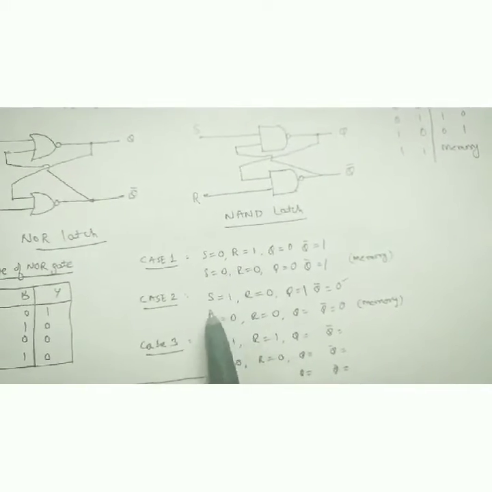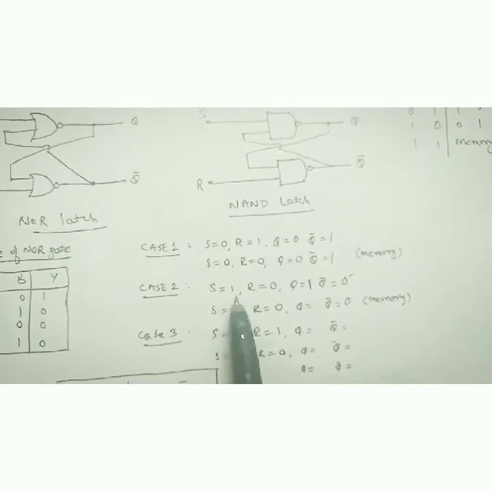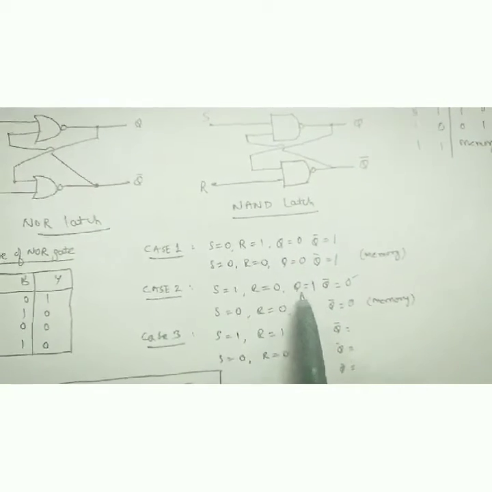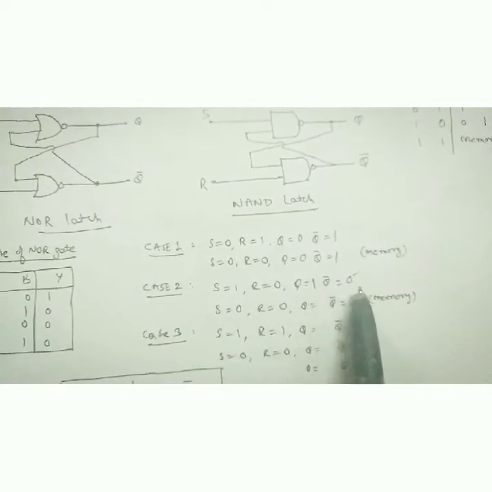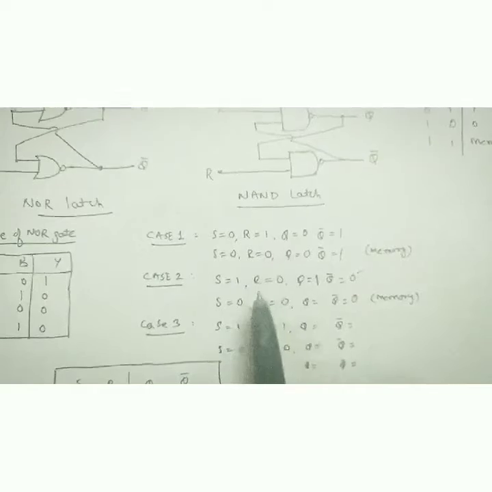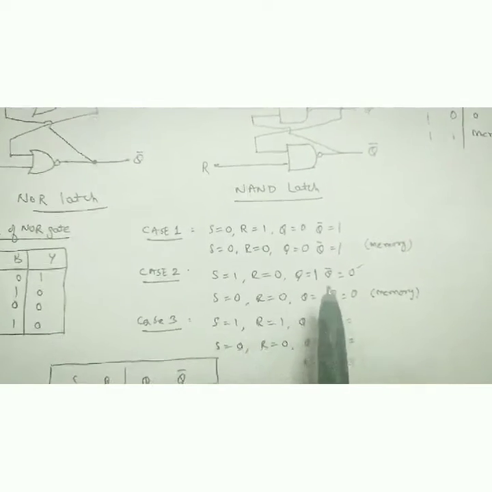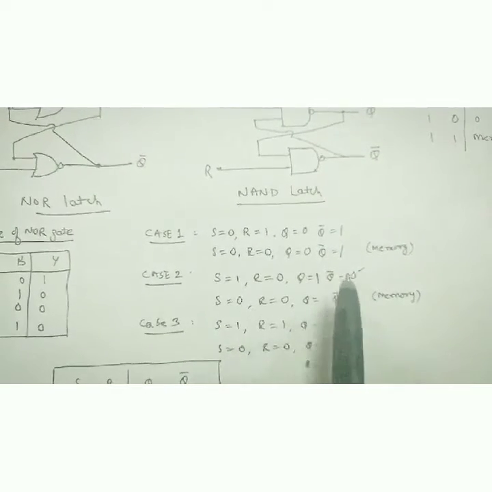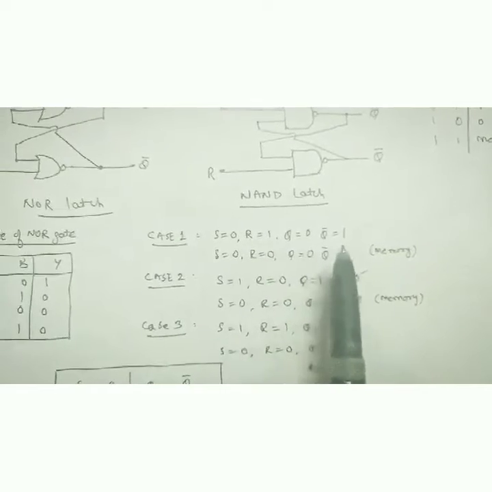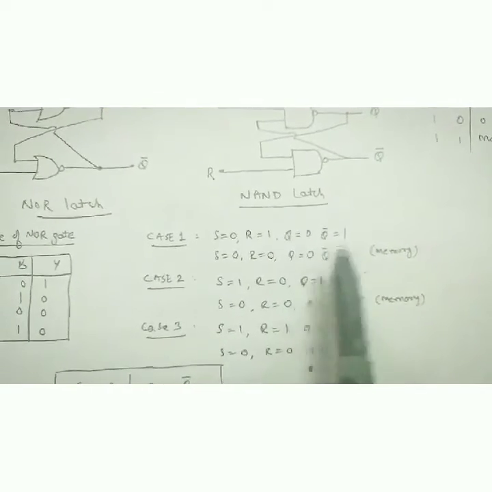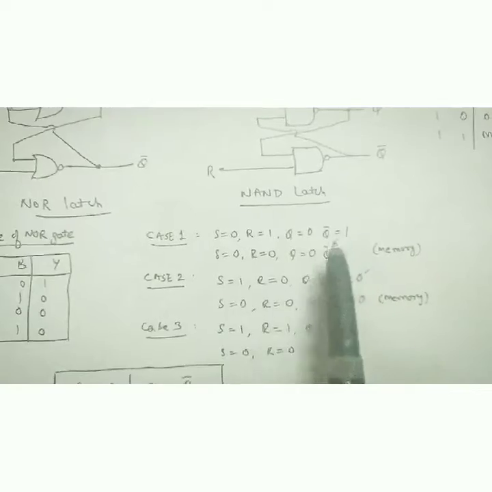So this is what happens in case 2, when S is equal to 1 and R is equal to 0: we are getting Q equal to 1 and Q bar equal to 0. This is also known as the latch being set, and in case 1 it is known as the latch having been reset.